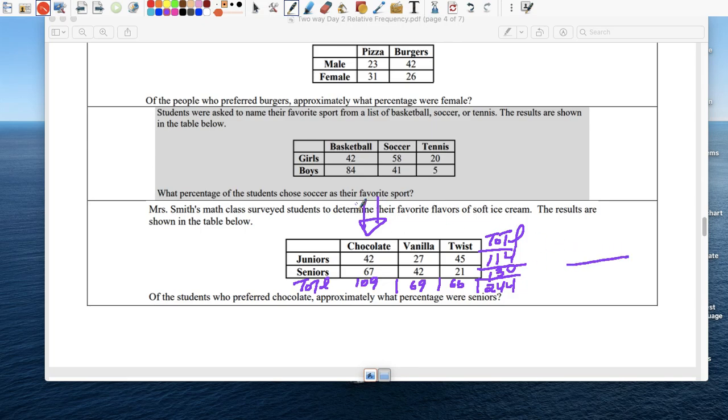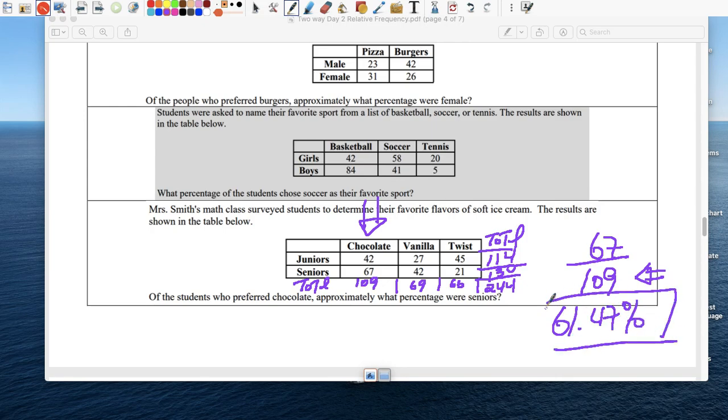Of the students who prefer chocolate, so focus here in this column. How many people like chocolate to begin with? 109. Of the students who prefer chocolate, what percentage were seniors? Well, 67 out of the 109 were seniors. Change that to a decimal, which is 0.61467, and so on, times 100. Round that to the nearest hundredth. 61.47% were seniors. Okay.